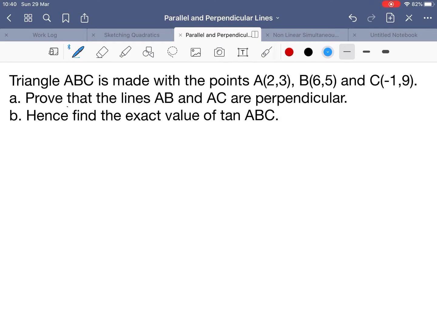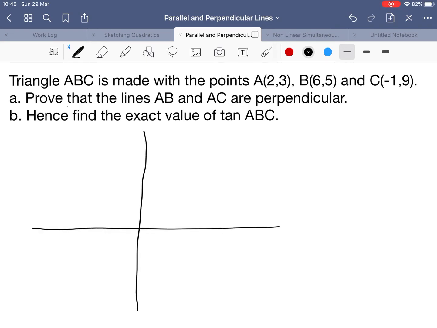Again, if you want to, press pause, have a go, and then see the solution, because this one is a bit different to anything you've seen before, especially part B. Okay, so as soon as the question is like this, where it's talking about 3 different points and triangles, you have to draw a sketch, okay?